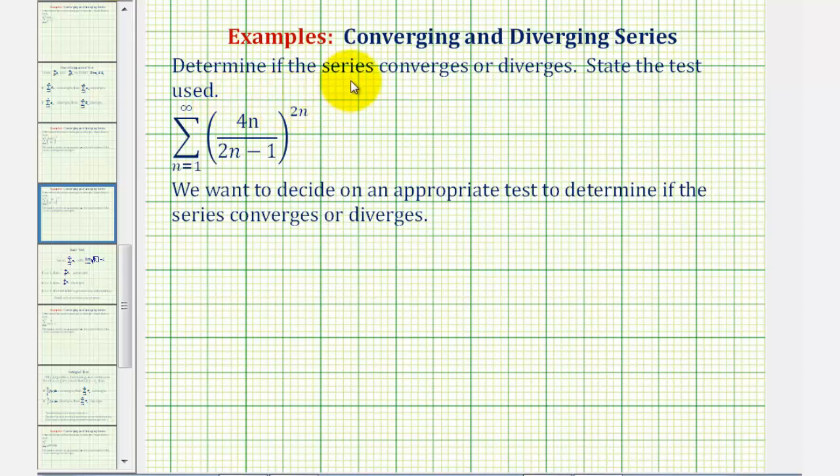We want to determine if the given infinite series converges or diverges. So looking at our infinite series, notice how a sub n contains this fraction raised to the power of 2n, and because it's raised to the 2n power, we should recognize that the most appropriate test would be the root test. So let's review the root test before we apply it.